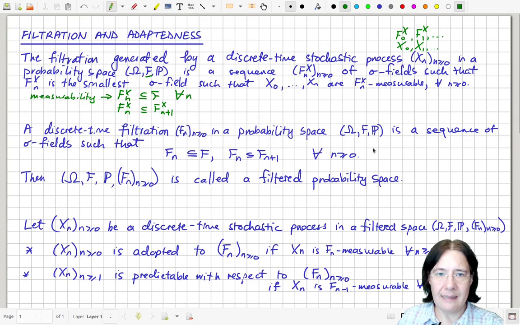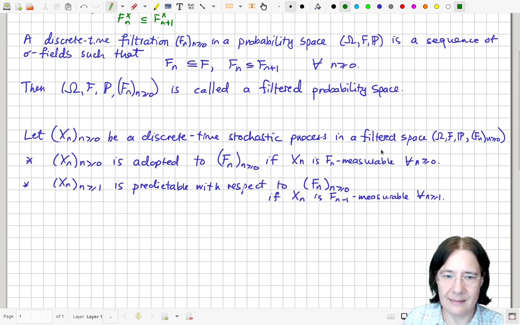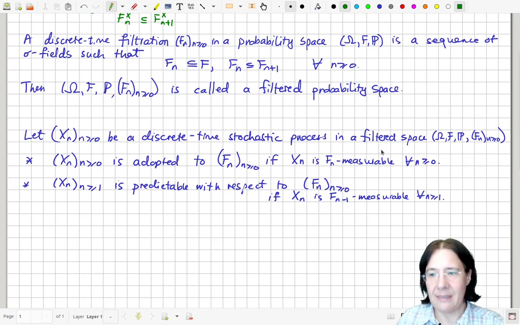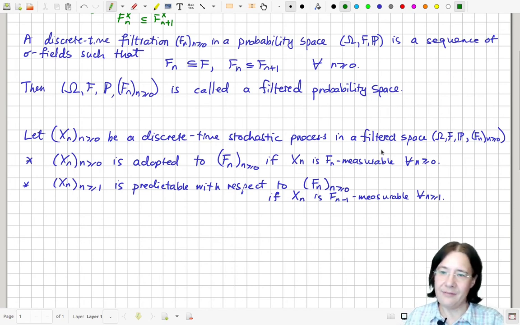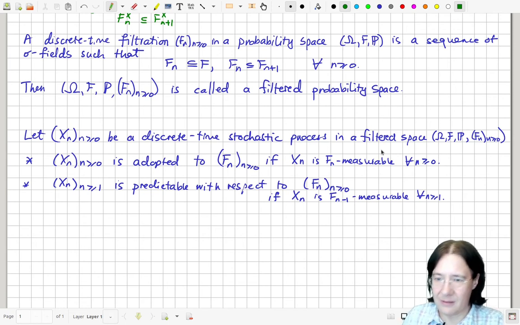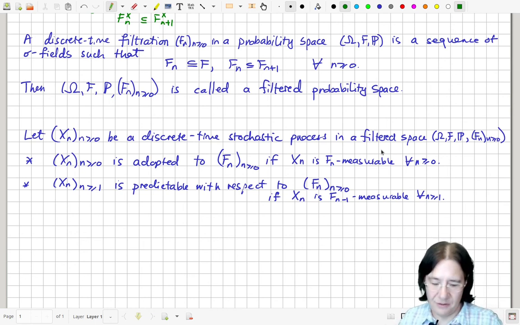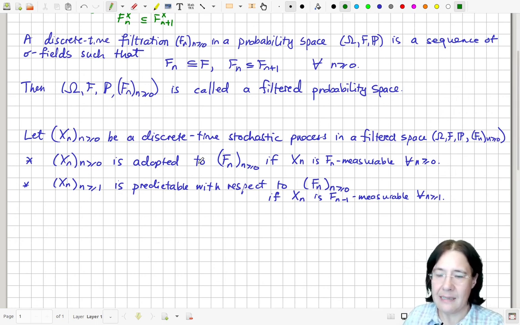So let me create some space for us and then we can talk about that. More generally, suppose now that we have a discrete time stochastic process X, and we have a probability space together with a filtration, which is of course a filtered probability space. Then there are two important notions that we need to talk about for now. The first notion is adaptedness, and this is something that's going to be really important.